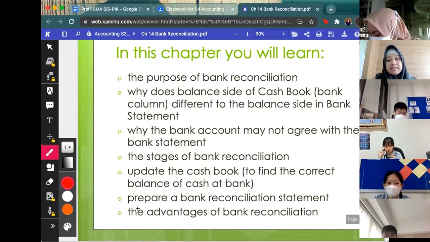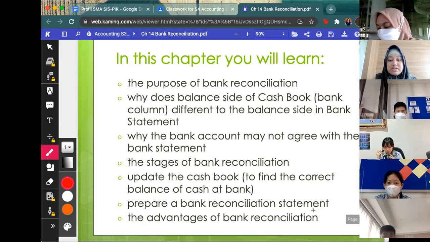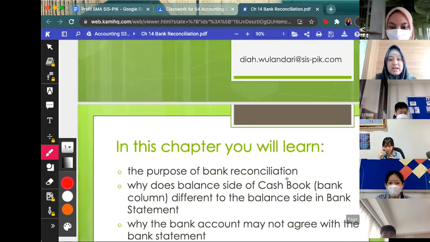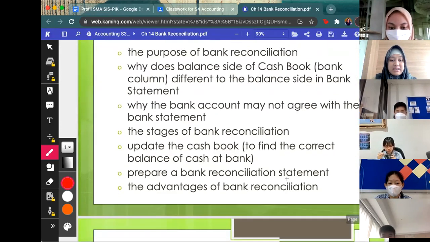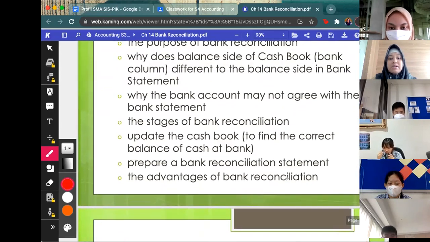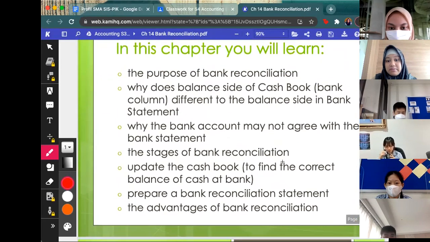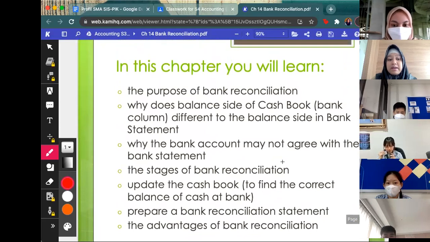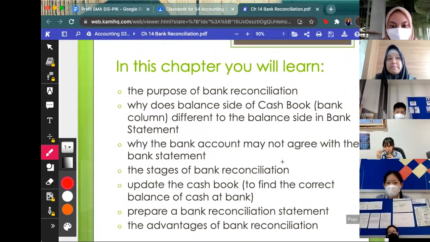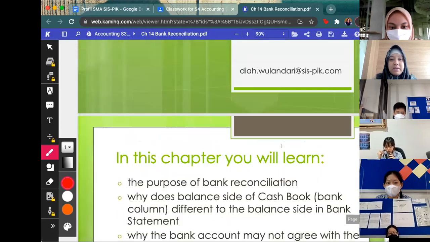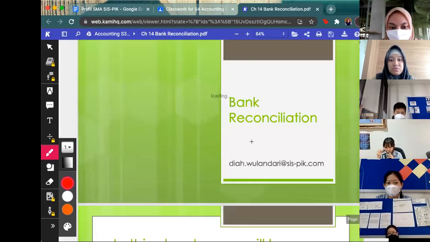And then next, the advantages. This is theory, the last one: the advantages of bank reconciliation. Now, reconcile. What is actually reconcile? We are trying to fix our bank account. We will have an amount in the bank account, but the amount is not correct in terms of the amount.